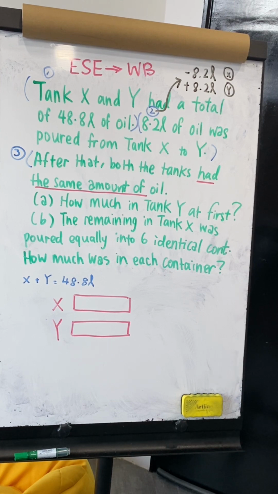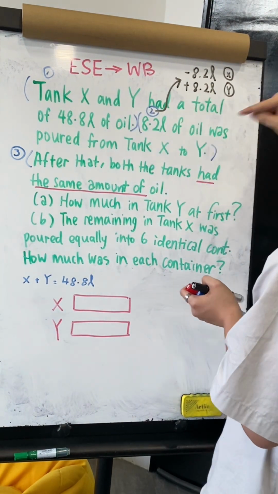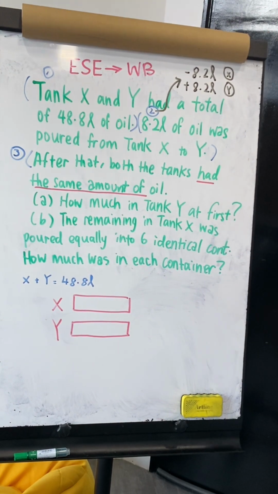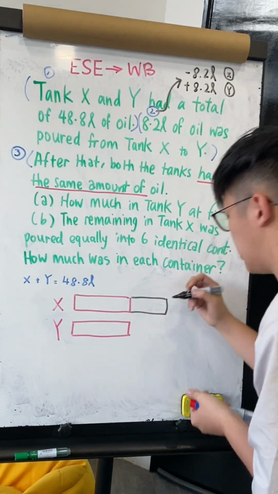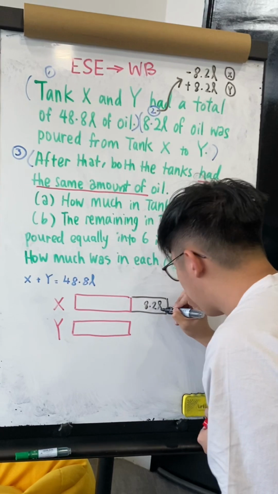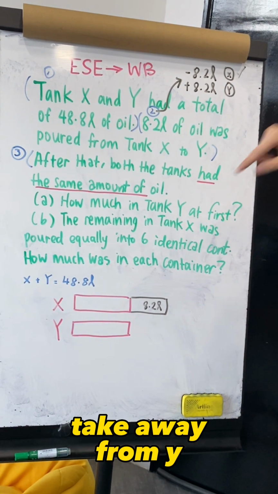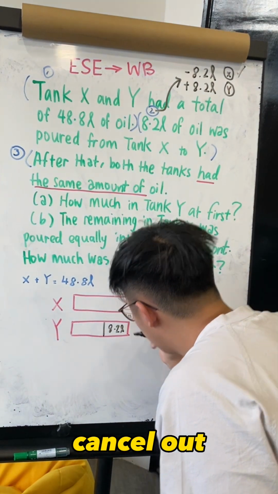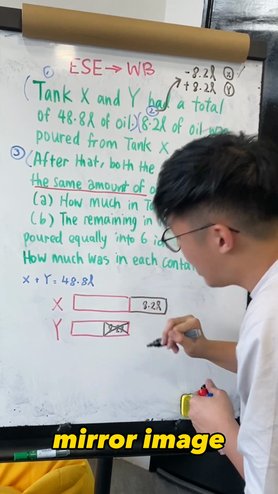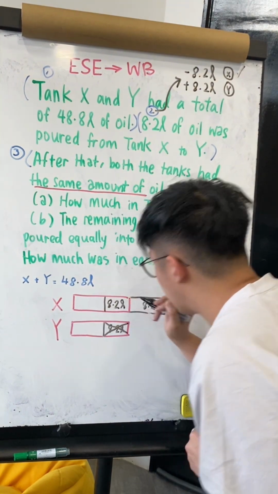Now, how are you supposed to do this? Teacher Joseph, you told me that equal stage ending, work backwards, means I need to do the opposite. So since I took out from X, I'm going to add back to X, because I am doing the opposite. Can y'all see how I've added back to X? So I'm done with this, I put a tick first. If I were to add into Y, I'm going to take it away from Y. So I'm going to also cancel out, and then after cancelling out, I have to do mirror image. That means this is also 8.2 liters.